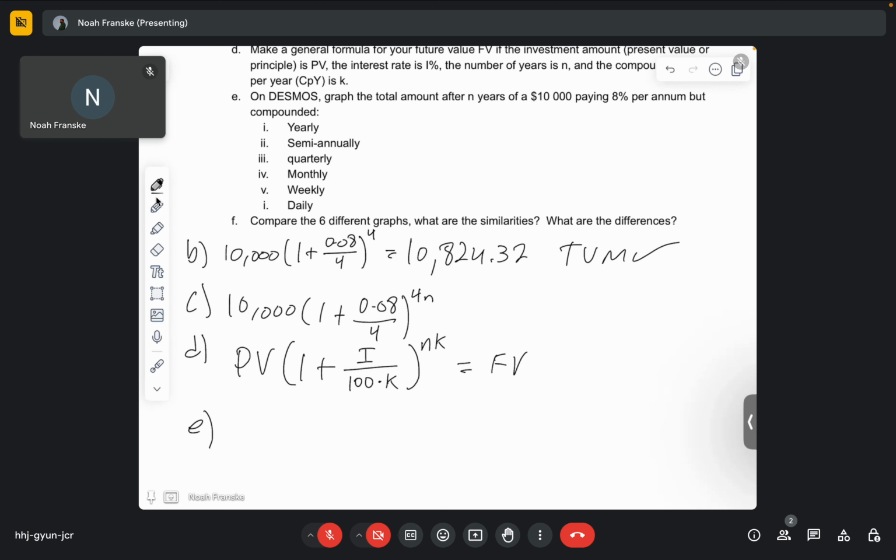Semi-annually, let's write this down here. So here K is 1, right? We're compounding once per year. Semi-annually is 2. Quarterly is 4. Monthly is 12, of course. For weekly, it's not exact, but we're going to use 52, 52 weeks in a year. And daily, 365. And we should have more money if we compound daily because you're compounding that amount more often, right? So you're always getting a higher percent or the same percent, but on a higher value every time.